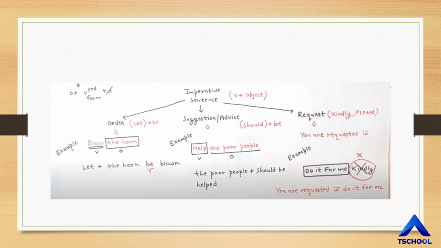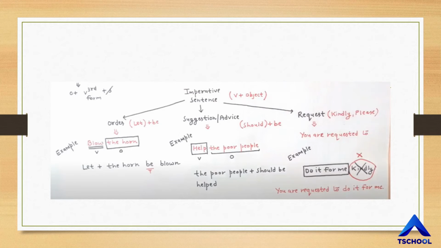In the same way, the second concept, that is suggestion and advice, we need to put should plus be. Look at the example. Help the poor people. Help, that is the verb. The poor people, that is the object. Object becomes subject. Verb goes to the third form. Help will become helped.